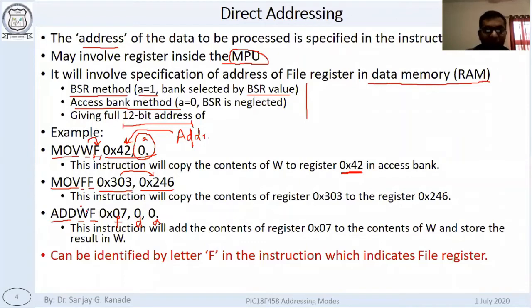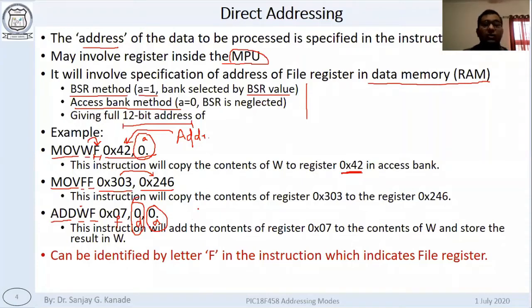So the F is 07, and since A is 0, it means 07 is from the access bank. So the address of the data to be processed is given in the instruction: 07 from the access bank location, right? And whatever data is there will be added to W, and the result will be stored where? In D equal to 0, which means in W. Okay.